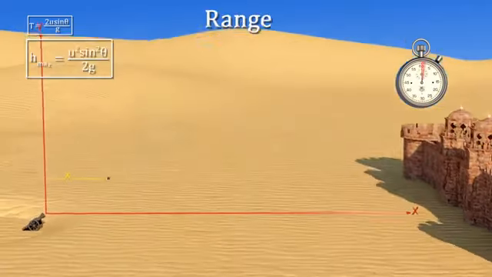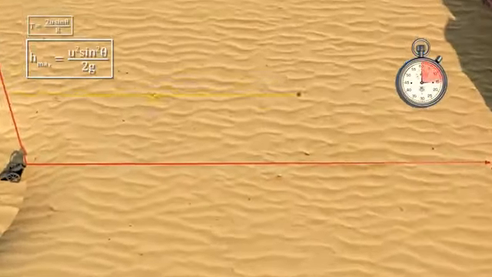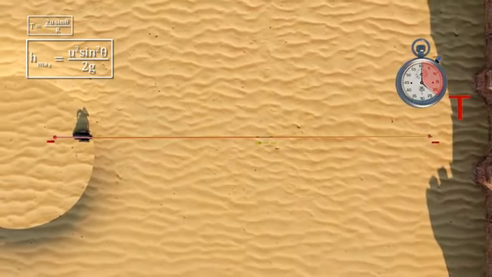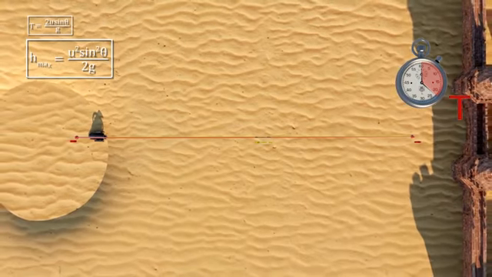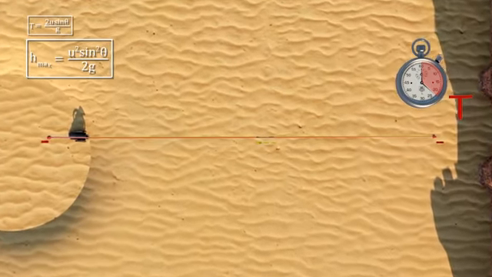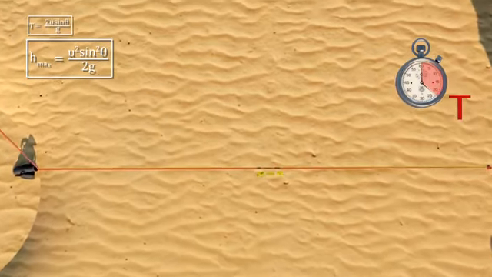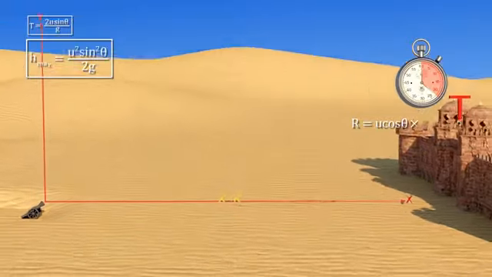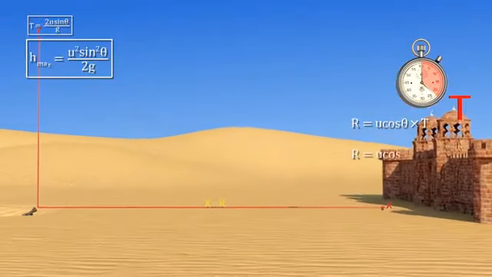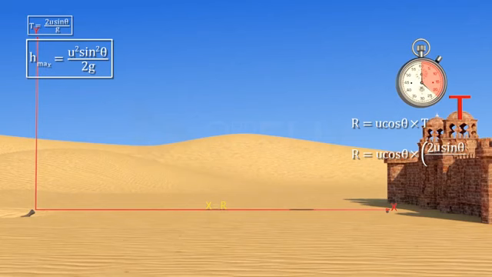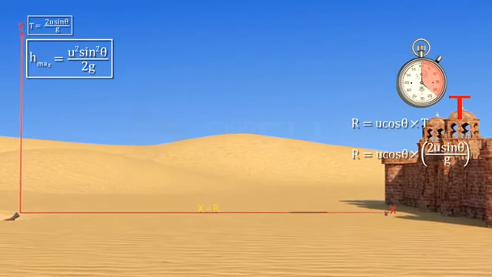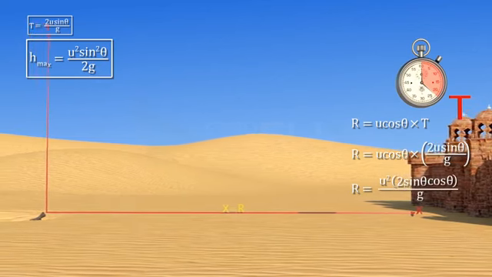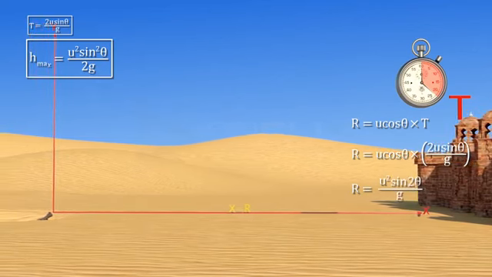Range. Range is the distance of the point on the ground where the projectile strikes from the point of projection. As the motion of the projectile is uniform along the x direction, its range is equal to the product of its velocity in the x direction and the time of flight. Upon substituting the value of t, r equals u cos theta into 2u sin theta by g, which can be expressed as r equals u square 2 sin theta cos theta by g, which equals u square sine 2 theta by g.